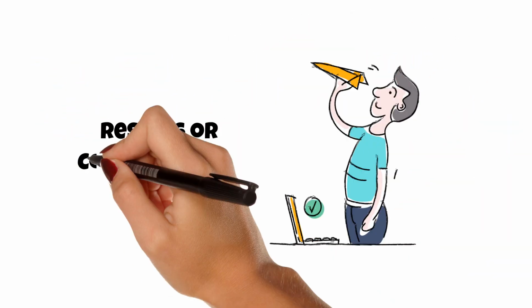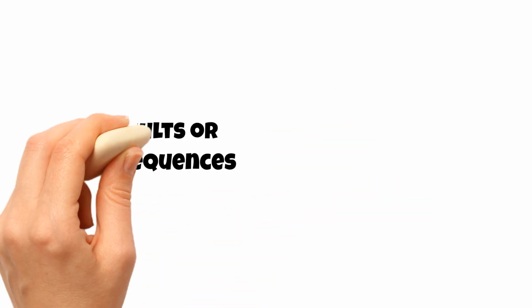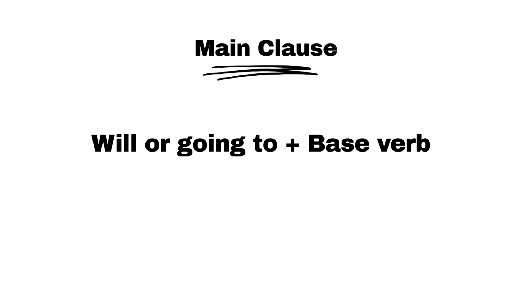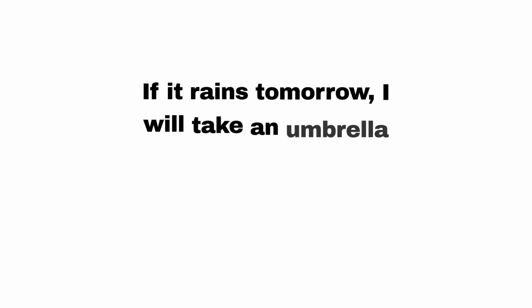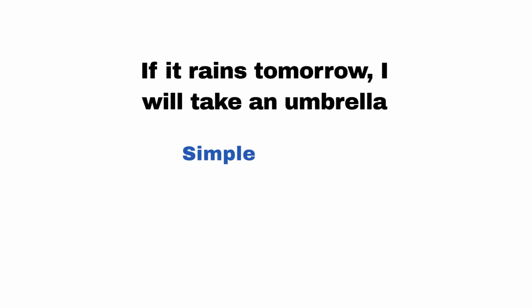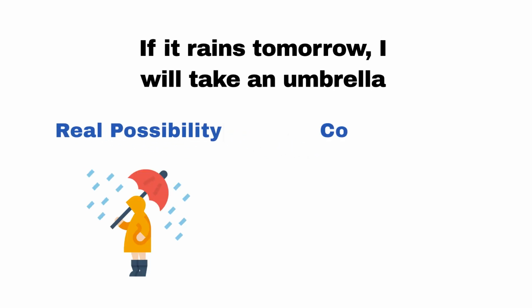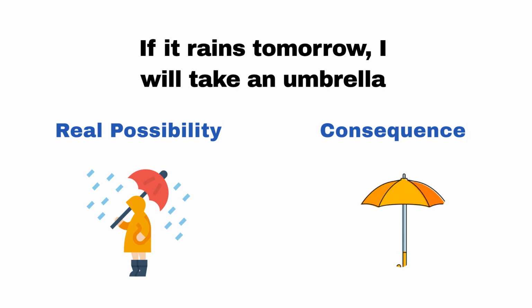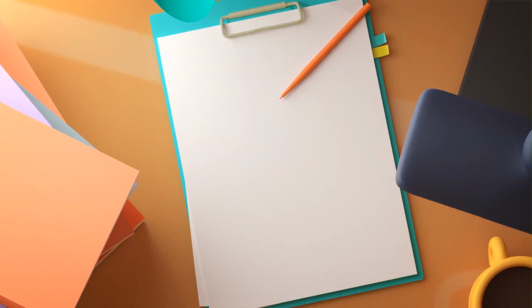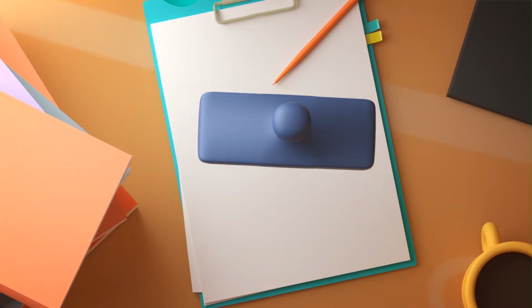Next, we have the main clause where we express the result or consequence. Here we use will or going to plus the base form of the verb. So continuing our example, if it rains tomorrow, I will take an umbrella. Simple, right? We're talking about a real possibility, which is rain in this case, and its likely consequence, which is taking an umbrella. Let's look at a few more examples to solidify our understanding.